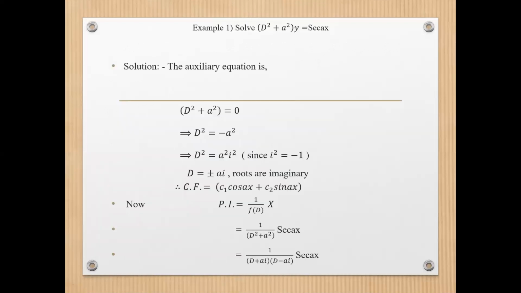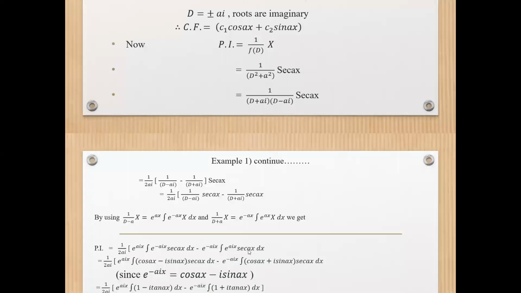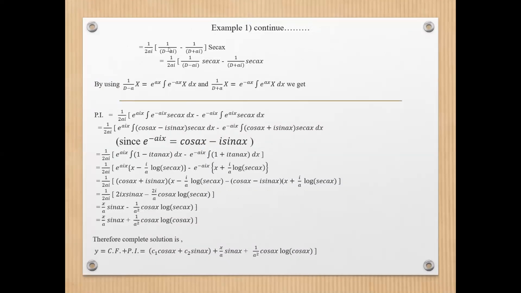1 upon D plus ai, D minus ai can be written as 1 upon 2ai, into 1 upon D minus ai minus 1 upon D plus ai, sec ax. This is obtained by using partial fractions. As you know how to factorize by the method of partial fractions, this step is obtained by that method. Now multiplying sec ax inside the bracket, what do we get? 1 upon 2ai as a constant, into the bracket: 1 upon D minus ai sec ax minus 1 upon D plus ai sec ax.